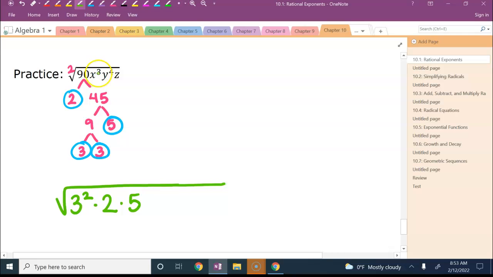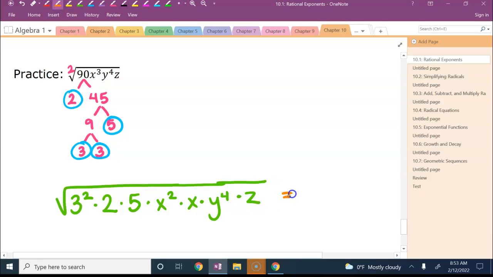Okay, for my x to the 3rd, I would have split that apart to x squared times x. Y to the 4th, 4 is already divisible by 2, so I don't need to split y to the 4th at all. And z has an exponent of 1, so I'm not going to be able to split z at all in order to get that to be simplified. So I'm just going to leave that one as is.